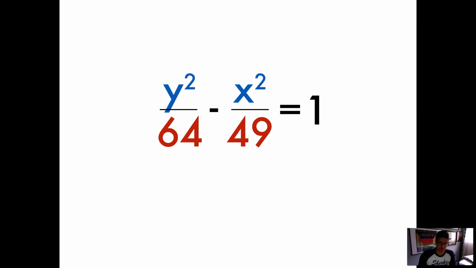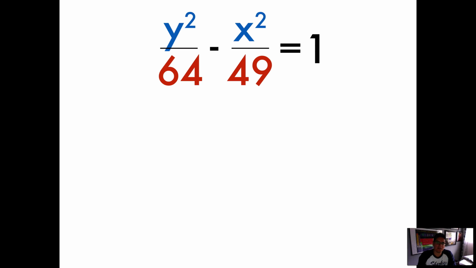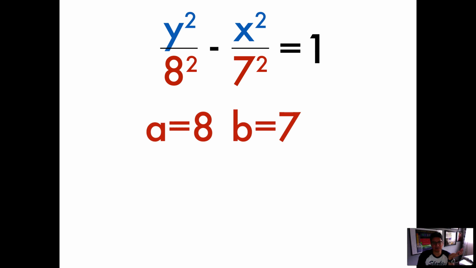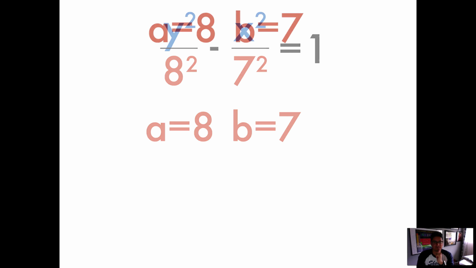So I have y squared over 64 minus x squared over 49 equals 1. Luckily these will simplify pretty easily because 64 is 8 squared and 7 squared is 49. So that helps me find my a and my b. Now I know my a and b: a is 8 and b is 7. And I need these to help me first find my vertices and then find my asymptotes.